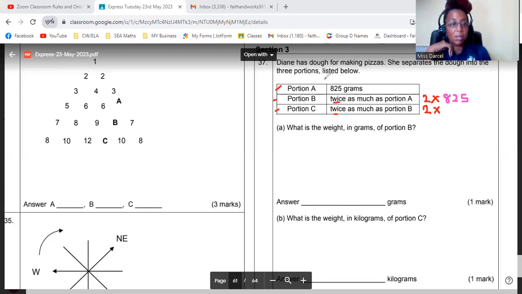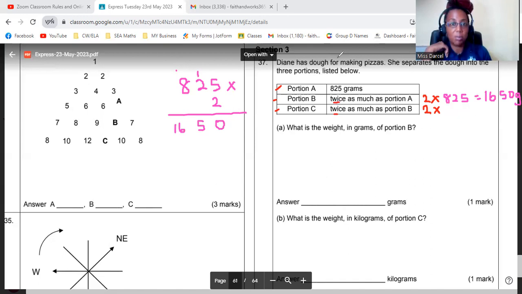All right, so here we go. 825 multiplied by 2. Right, so we have 5 2s are 10, carry the 1, 2 by 2 is 4, plus 1 is 5. Then we have 8 2s are 16. So portion B measures 1,650 grams.